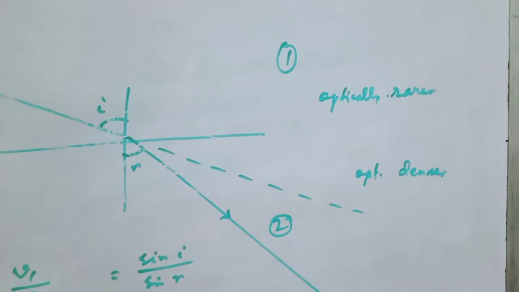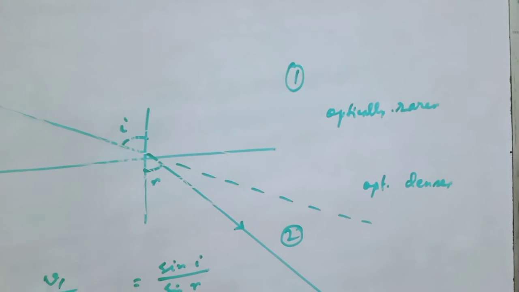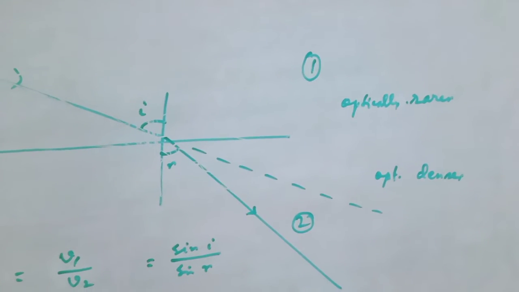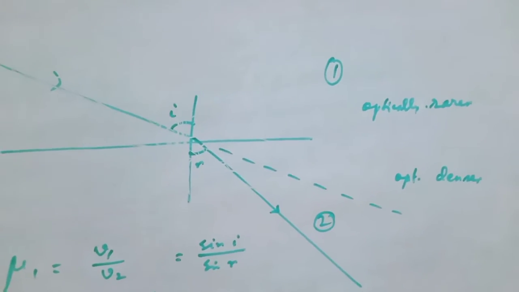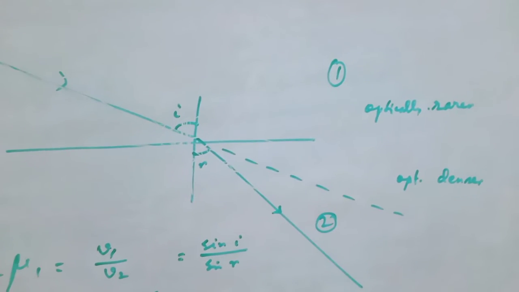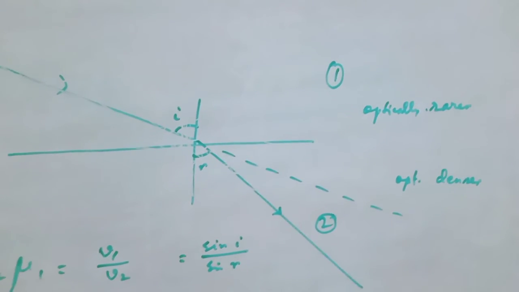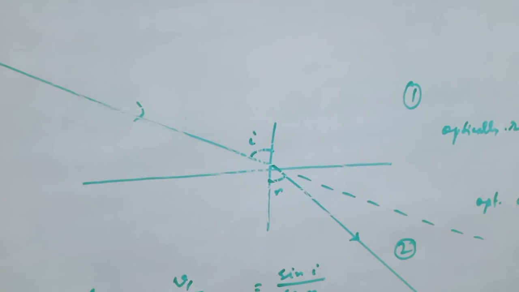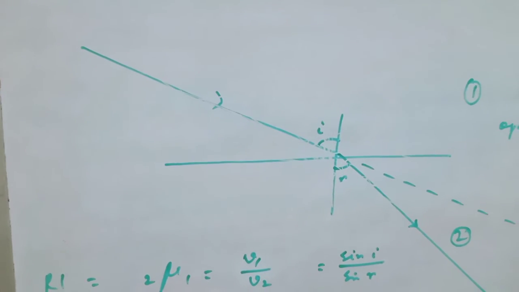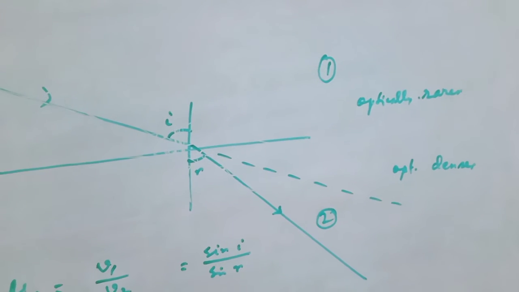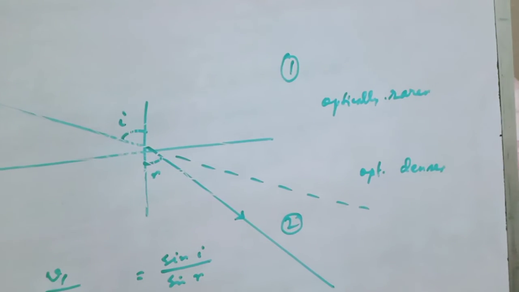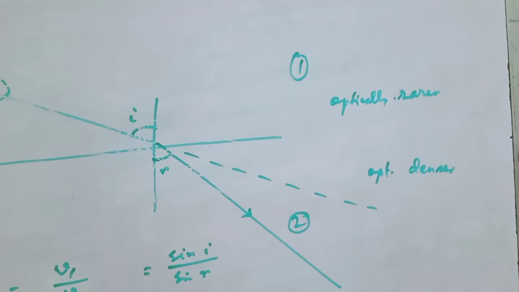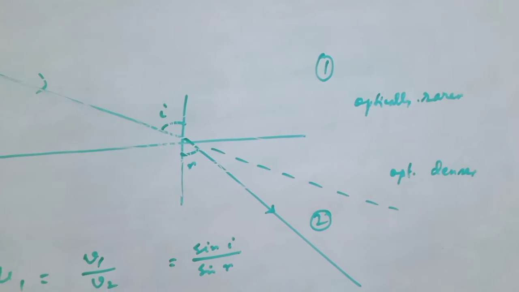See, physical density and optical density are completely different. Physical density is mass per unit volume. That means how much mass is contained in a definite volume will give the density of that particular substance. But here we are considering optical density. Now, how can you define optical density, and what is an optically rarer medium and an optically denser medium?